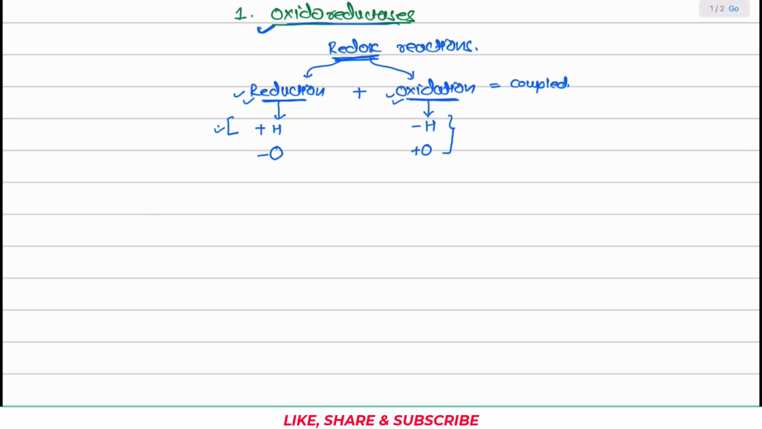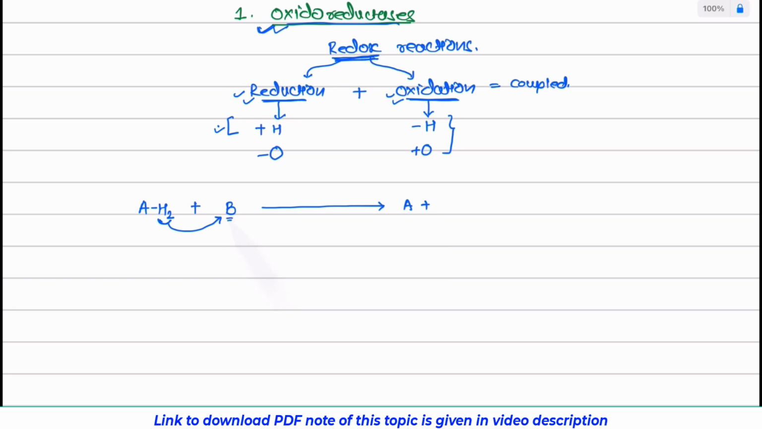Suppose we have two molecules, A and B, and let's say A has two hydrogen atoms. Both of these react, and if this reaction is catalyzed by an oxidoreductase kind of enzyme, then these hydrogens will be transferred to the B molecule. So ultimately, we will have A without any hydrogen atoms plus B, which now has these two hydrogen atoms. So A plus BH2.